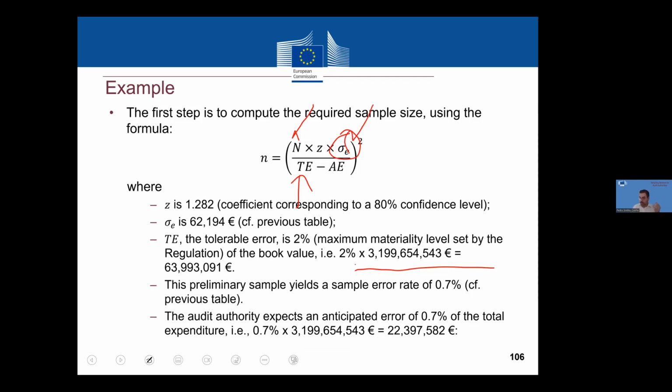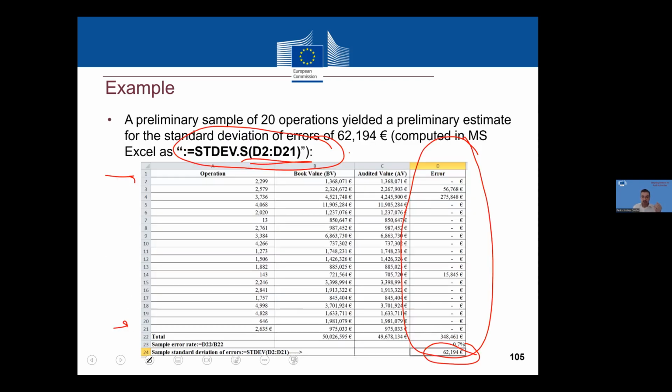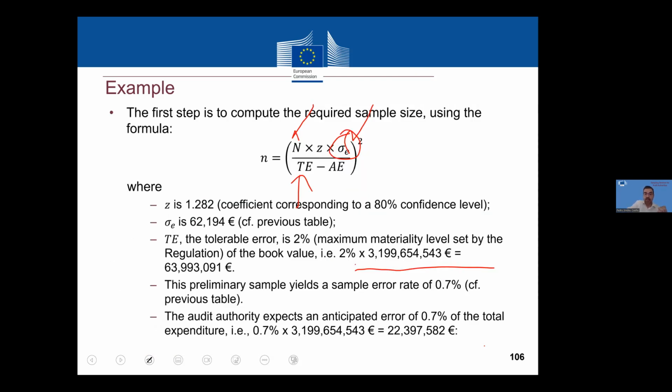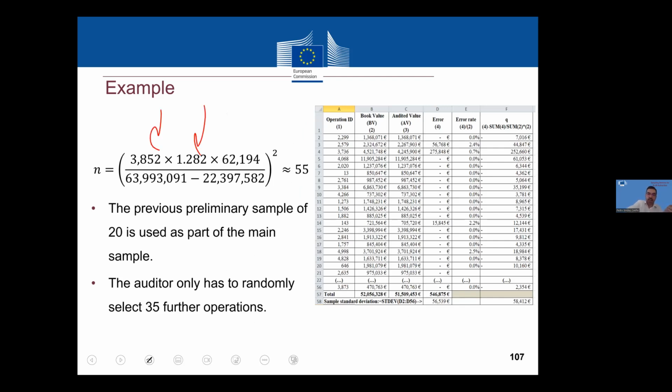Regarding the anticipated error, this audit authority has also used the pilot sample, so we have calculated an error rate. The sum of the errors in the sample, which is 348,000, divided by the sum of the book values, which is 50 million, gave me an error rate of 0.7%. So anticipated error is basically 0.7% of the total declared expenditure. And this is done. Population size, Z, standard deviation from the pilot sample, 2% of the expenditure and 0.7% of the expenditure gave me a sample of 55.